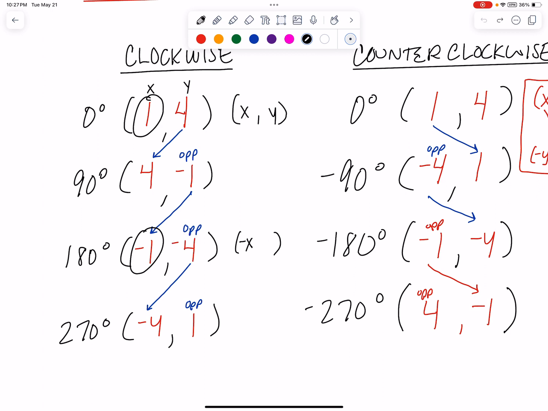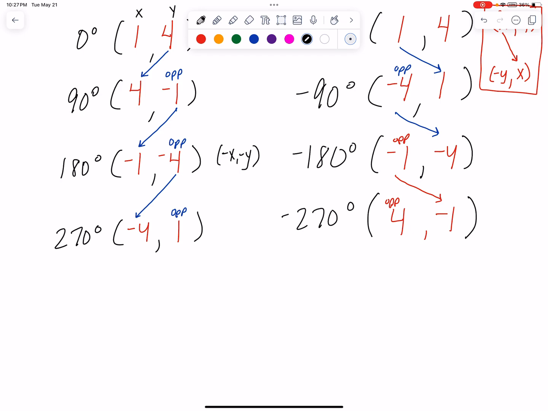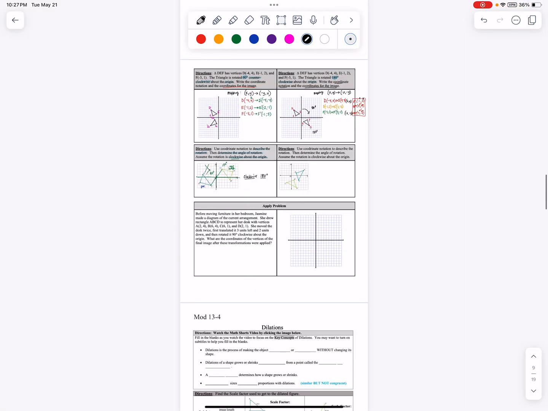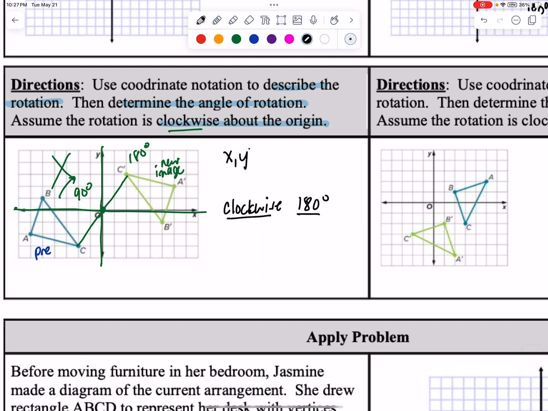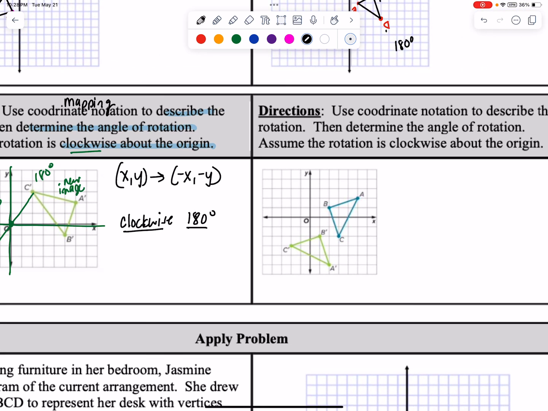I'm going to clear that so I don't ruin my little template here. So we had negative x, negative y. Here's our mapping for this one: xy goes to negative x, negative y. Now we can go back down here, and here's our mapping. That's all it's asking us. Use the coordinate notation, remember, that's just our mapping to describe it. So we did that. Then determine the angle of rotation: 180 clockwise around the origin. So we're good. Let's head to this one.